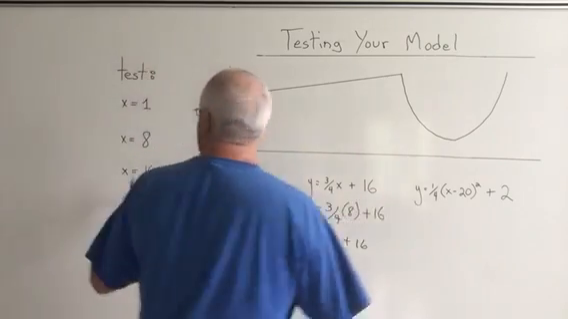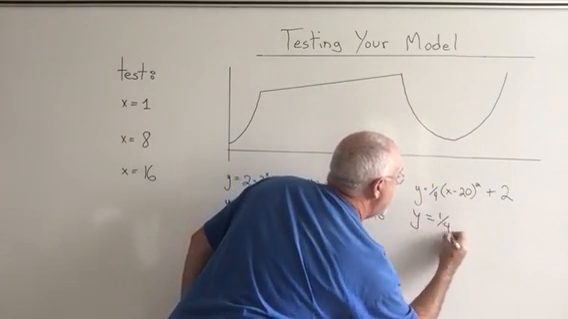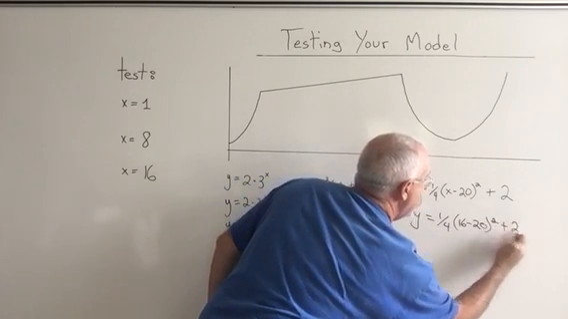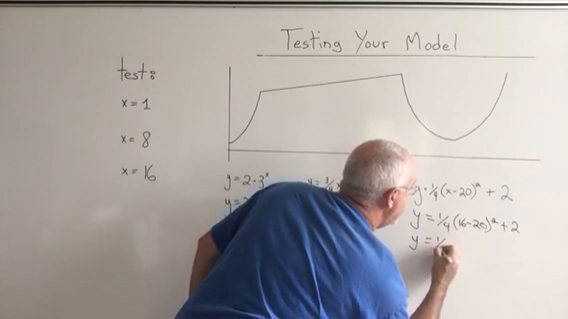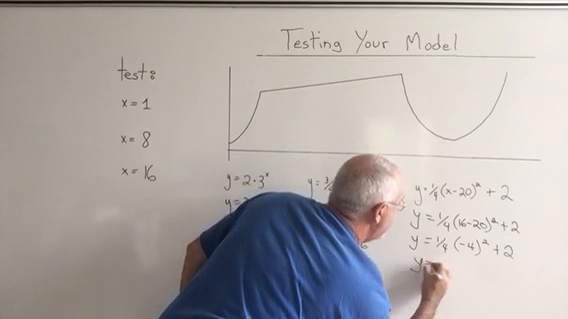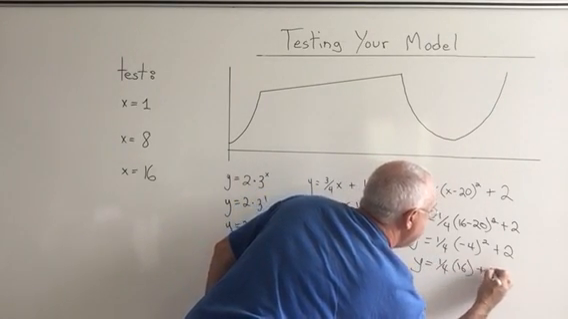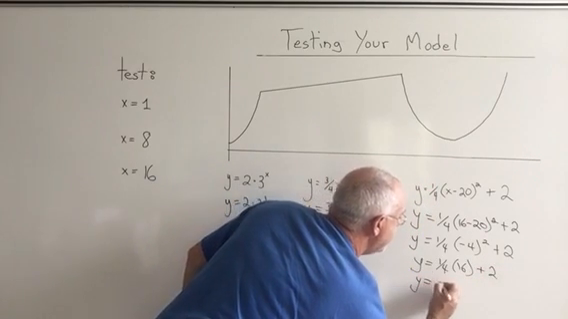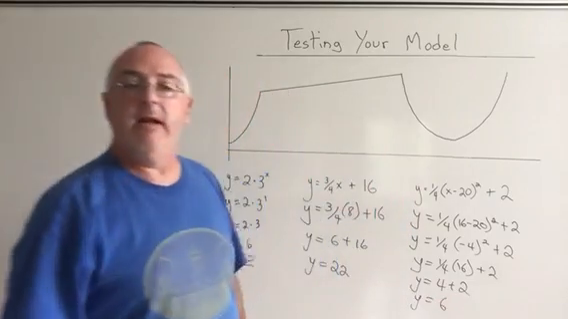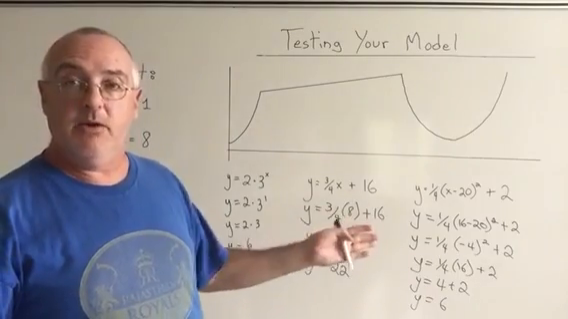And then plugging x equals 16 into the third function, we have 16 minus 20 inside our bracket, which gives -4. We square the -4, and we get 16. 1/4 of 16 is 4. 4 plus 2 equals 6. We have our answer, y equals 6. That's all there is to it when you are being asked to test your model.